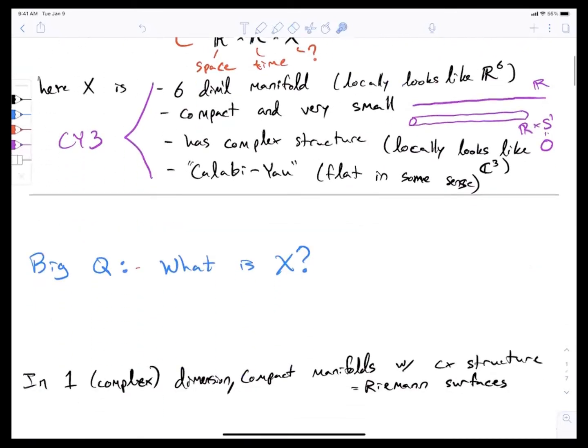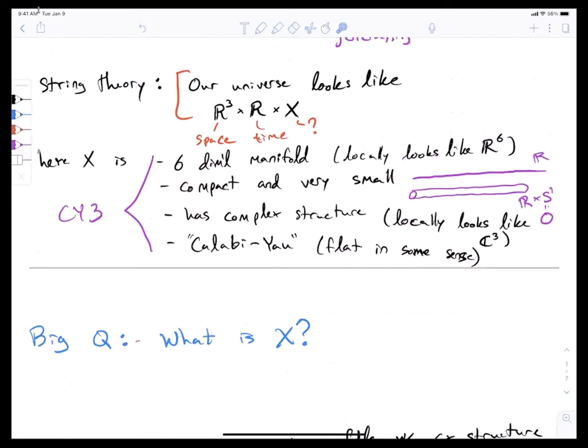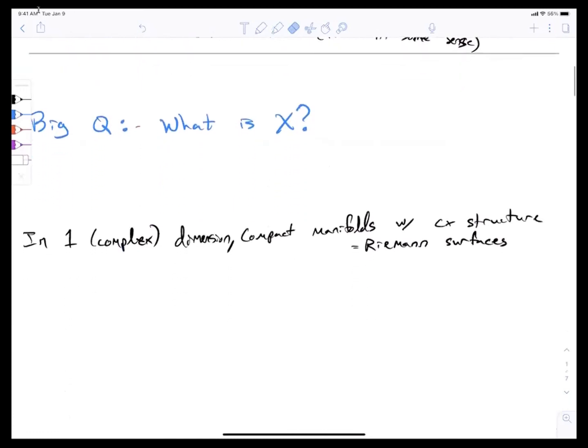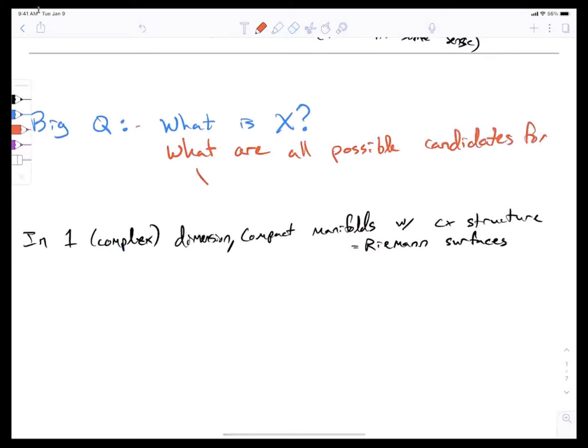And so one question coming from physics is, what is this space X? That's kind of a physics question. There's no way for a mathematician to answer that. But a mathematical question arising from that is not what is X, but what are all the possibilities for X that satisfy all those conditions I mentioned? And this is a geometry question. What are all the spaces which satisfy all those properties?